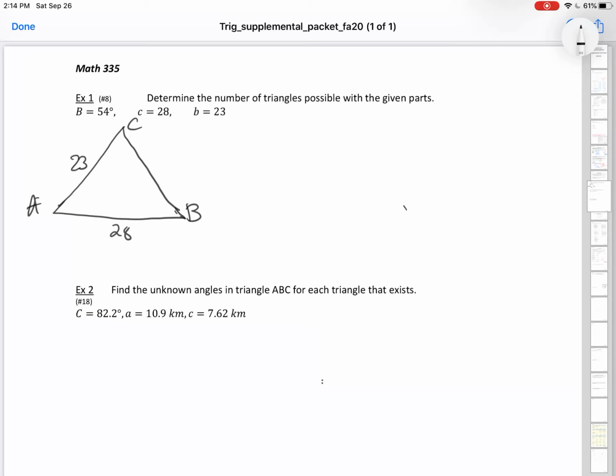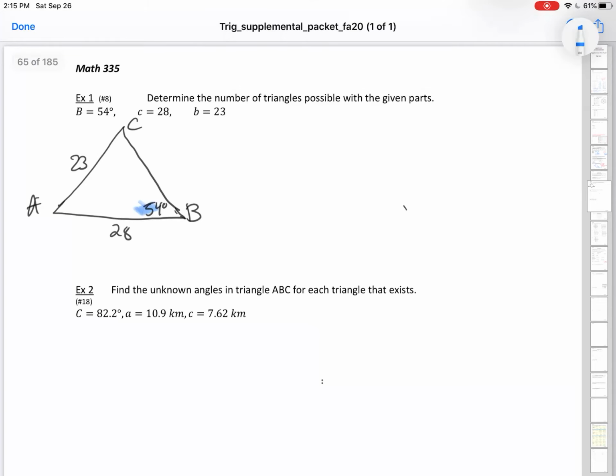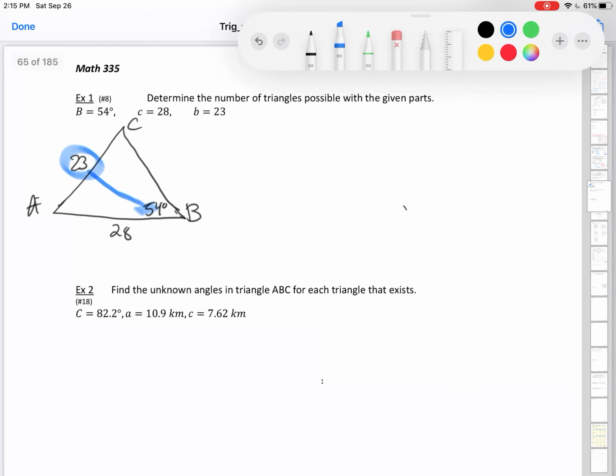And then they also give us angle B is 54 degrees. So with that being said, 54 degrees, 23 is opposite it, and 28 is opposite C. Awesome. So how are we going to do this? No problem. You're going to look at this and say, holy cow, I know an angle and the side directly opposite it. This is the law of sines.